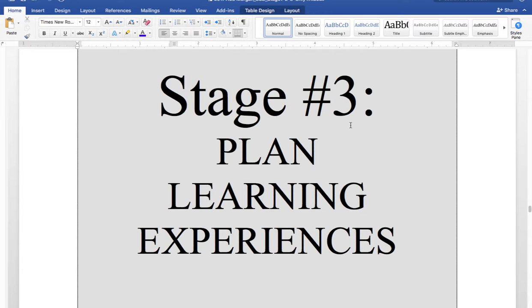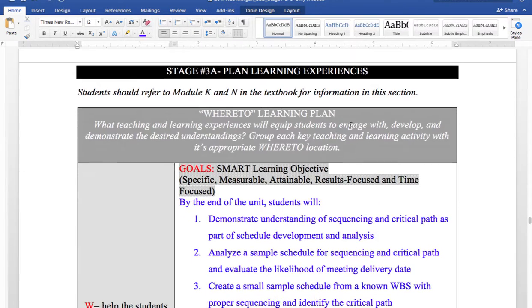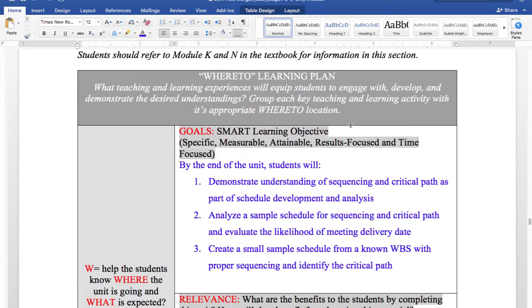Hello. This week we're going to be working on the Understanding by Design, or UbD, Template Stage 3: Planned Learning Experiences. Stage 3 is basically modeled around the WHERETO learning plan.